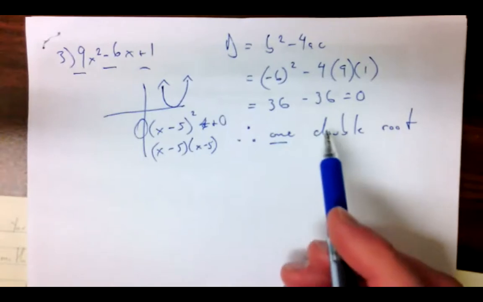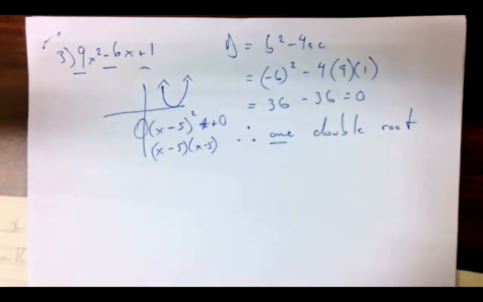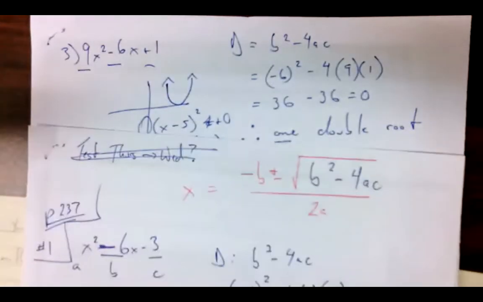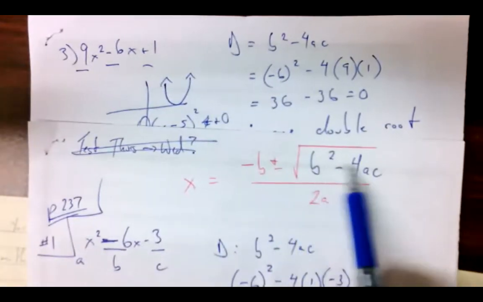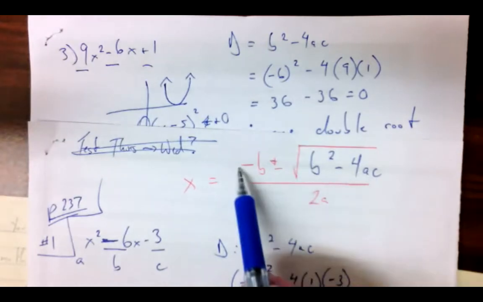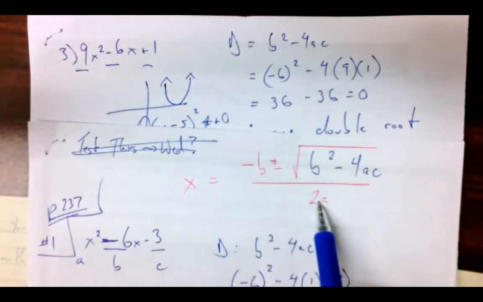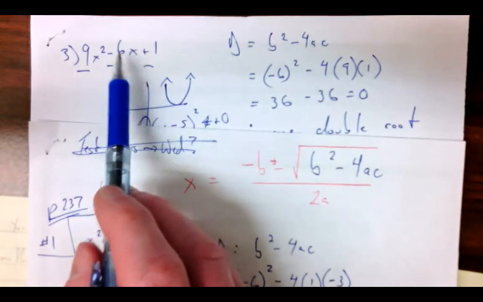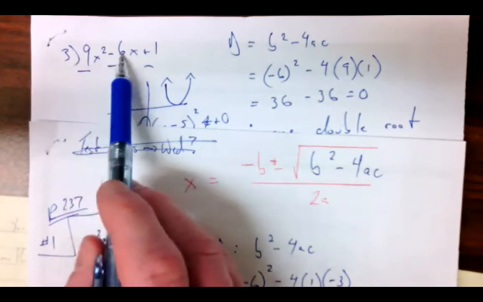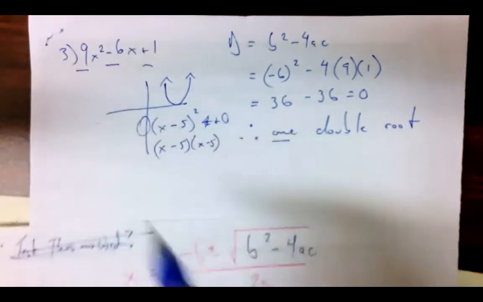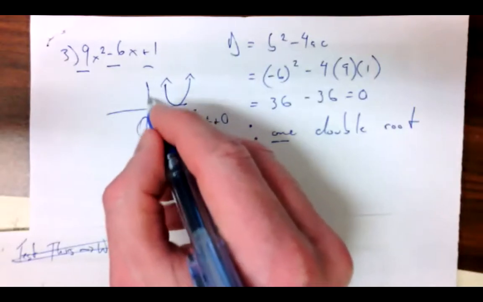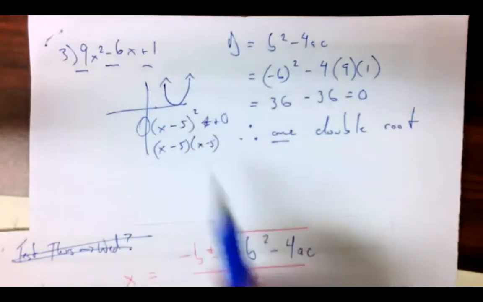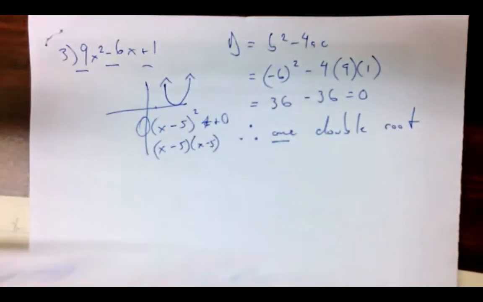You're going to get one answer because we won't have the plus or minus in front of the root sign, because this is just 0. So the plus or minus goes away. You're going to have negative b over 2a. So in this case, it'd be negative b, so positive 6 over 2a. 6 over 18 would be 1/3. So the vertex would be at 1/3, and it's squared. That's why it's called the double root. Does that make sense? Are we okay?